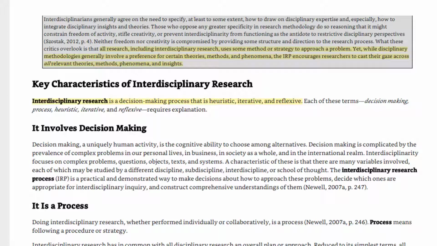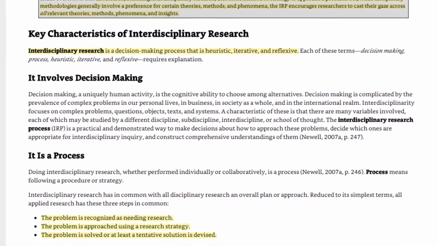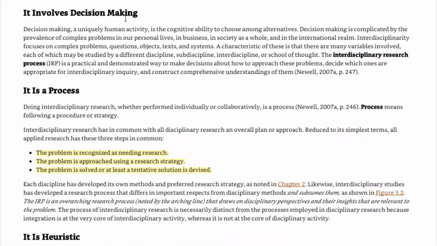It starts out by talking about key characteristics, and the first sentence here says interdisciplinary research is a decision-making process that is heuristic, iterative, and reflexive. And then it goes through and it describes what each one of those terms means. Decision-making, you probably know what that means, but here, read the paragraph. It tells you how it ties in to what you're doing. Process-related, there are 3 steps that are identified that all applied research, it says, have in common.